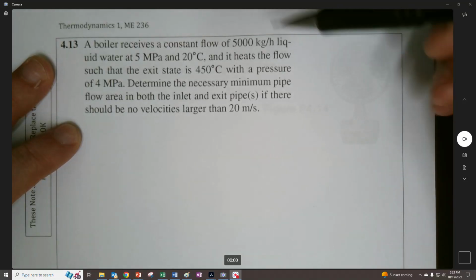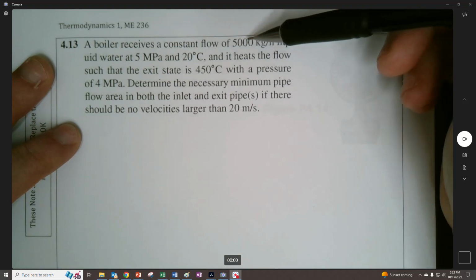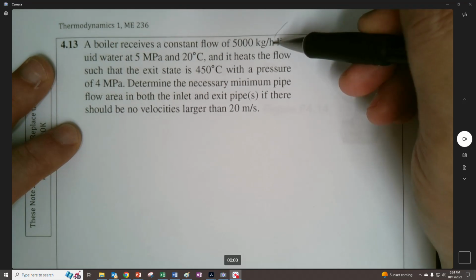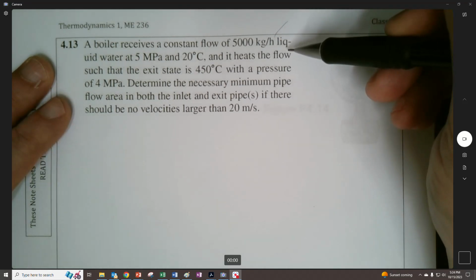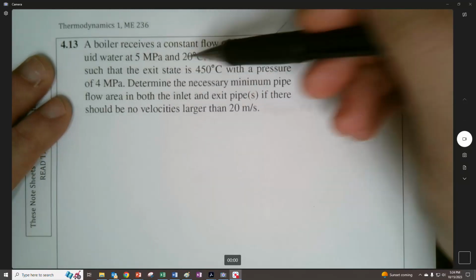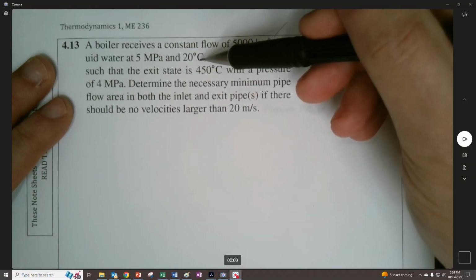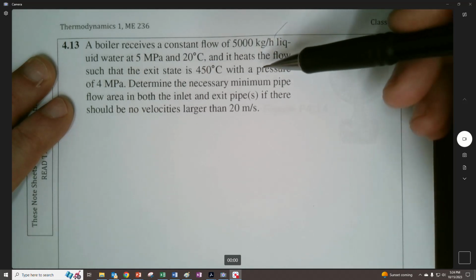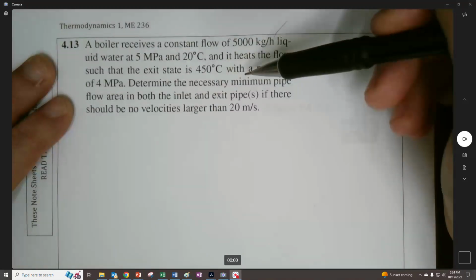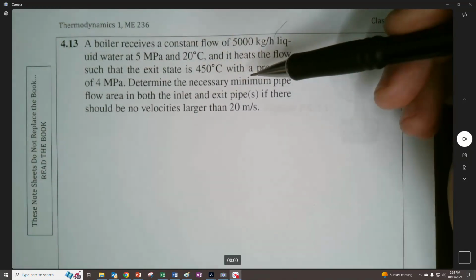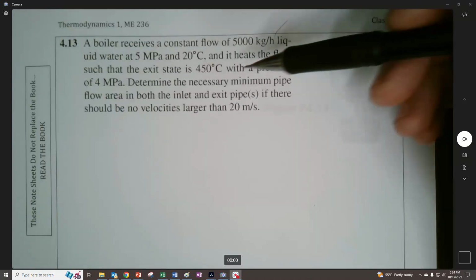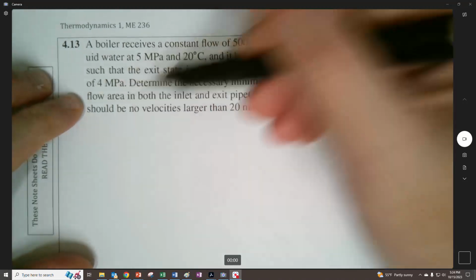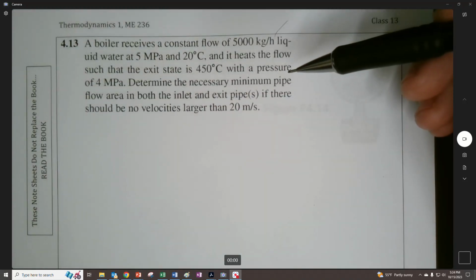As an example. So we have a boiler that receives a constant flow of 5,000 kilograms per hour. And I wasn't sure what H was, I usually go HR for hours. Liquid water at 5 megapascals, 5,000 kilopascals, and 20 degrees Celsius. And it heats the flow, that's what boilers do, such that the exit state is 400 degrees Celsius with a pressure of 4 megapascals. Always found that interesting, but there has to be a pressure drop, right? It will only flow from a high pressure to a low pressure.